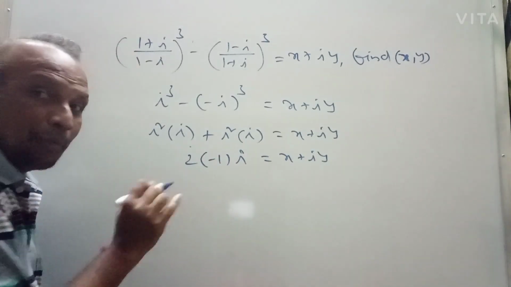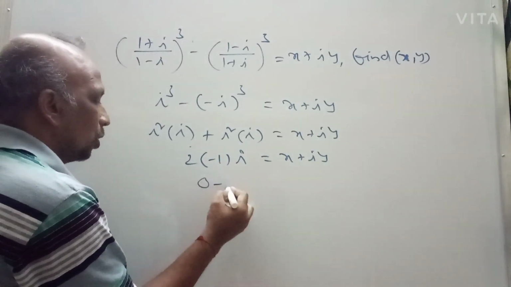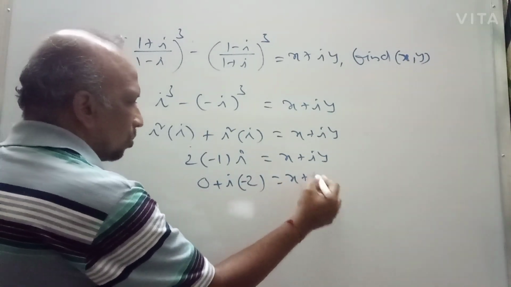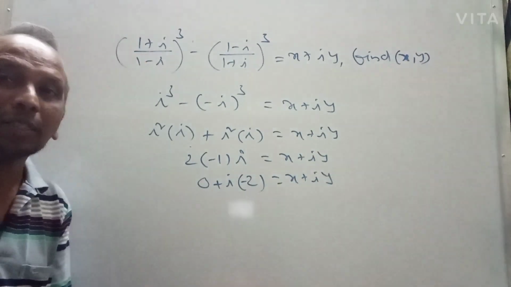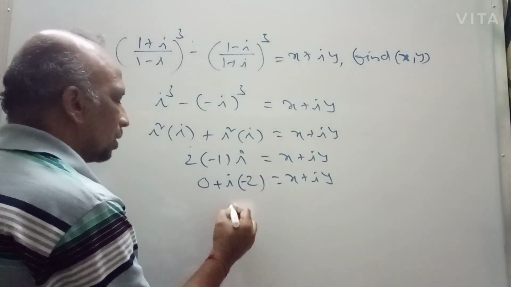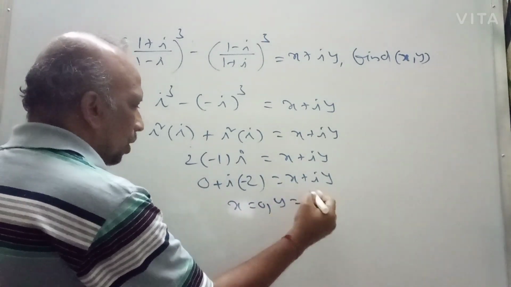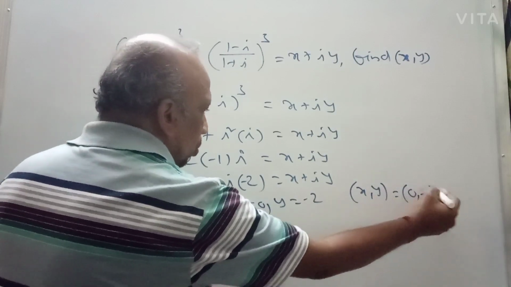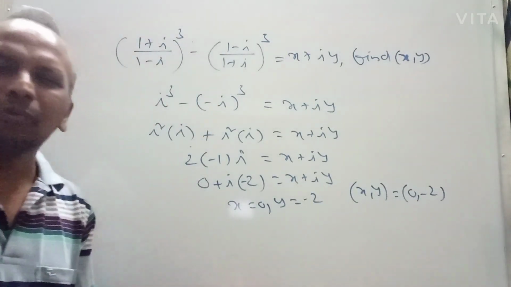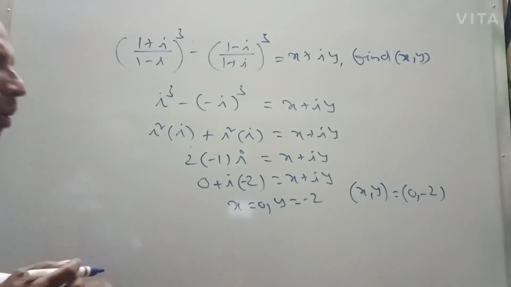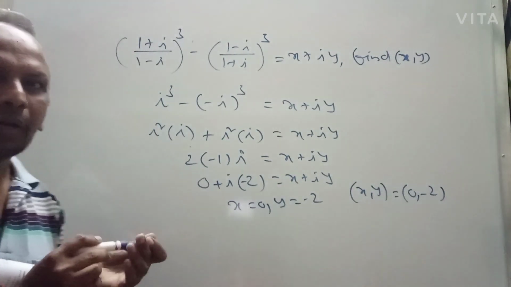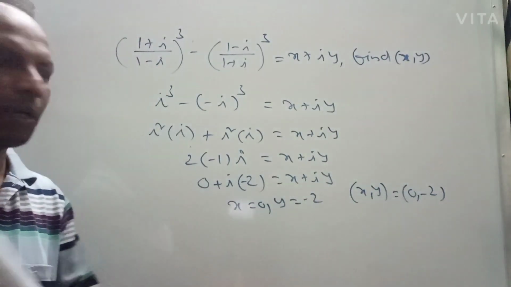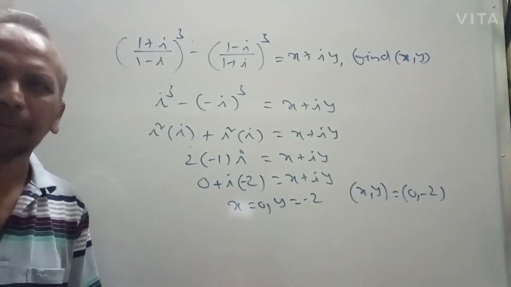I got only the imaginary part, so I can write 0 minus 2i. Comparing both sides, x is equal to 0, y is equal to minus 2. Therefore, x comma y equal to 0 comma minus 2. That is the required answer.